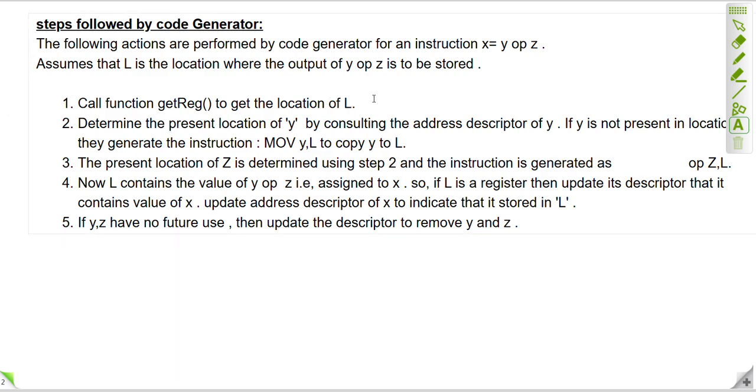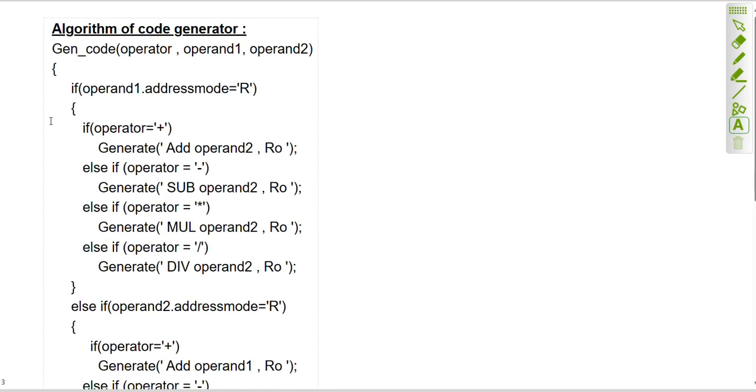Now let us see an algorithm and how it works. This is the algorithm. It contains a function which has three parameters: the operator, operand 1 and operand 2. As I mentioned earlier, X = Y OP Z, where Y and Z are operands, operand 1 and operand 2, and OP is the operator.